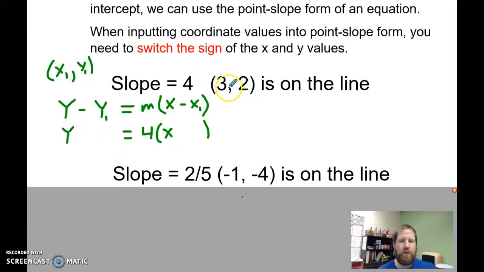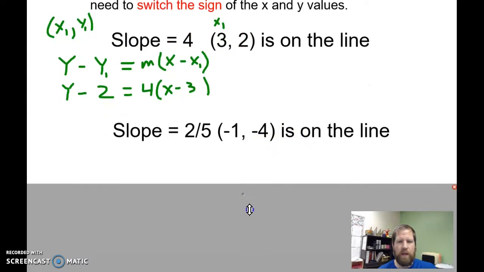Okay, and now I'm going to input my point. Okay, so this will be my x1, right? Because this is a positive, it's going to go in as a negative 3. Okay, because I have a negative x1, it'll be negative 3, even though this is a positive point. Okay, same thing over here. This is a positive 2, so I'll have a minus 2. All right, and that is a line with slope of 4 that goes through 3, 2.